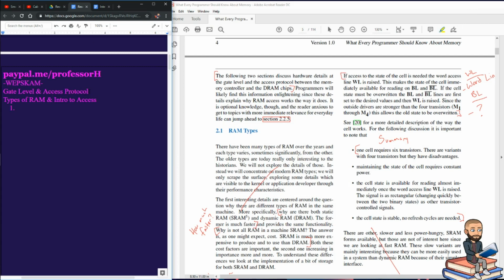I debated what we should title this video: Gate Level and Access Protocol, or Types of RAM and Intro to Access. Either title will work. I think the first one just sounds a lot cooler though.